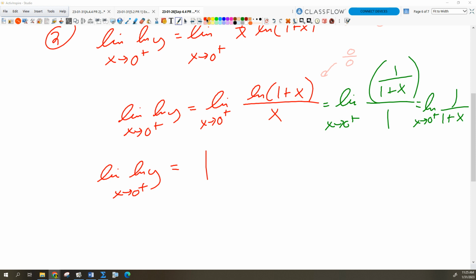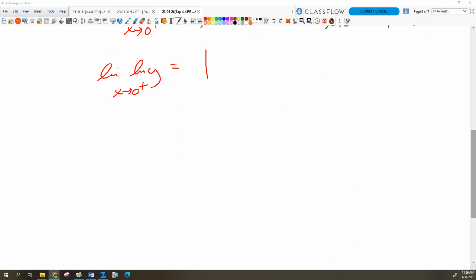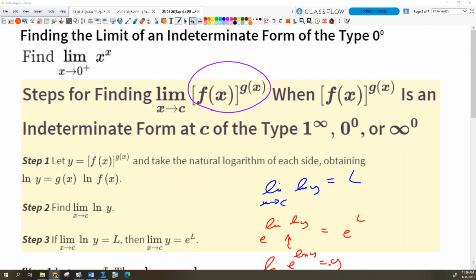Because we got the limit of log y, but we want the limit of y, right? That was the original problem, the limit of this guy right here, which we defined as y. So how am I going to get that? Okay, I'm going to exponentiate both sides, right? And there's the last step.